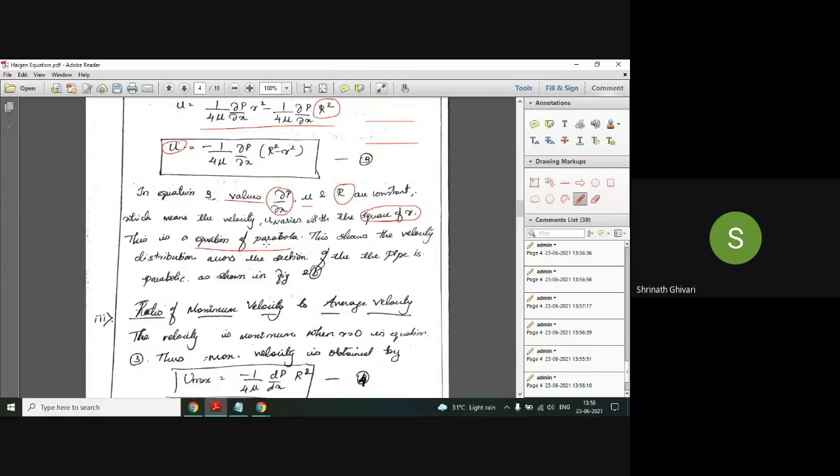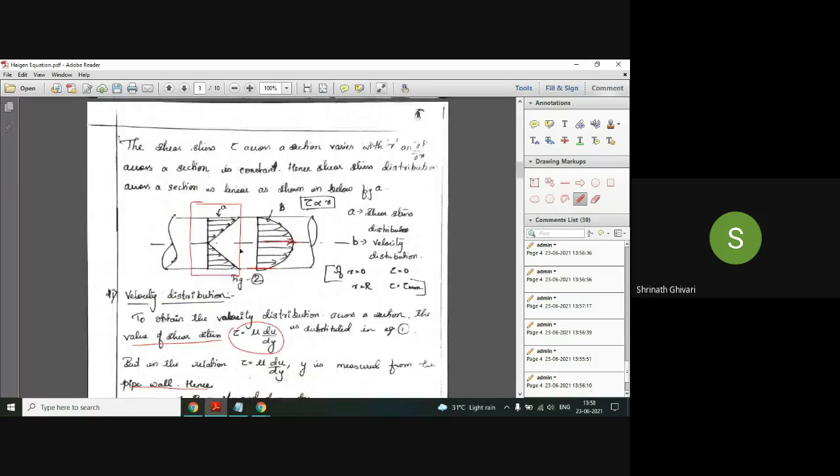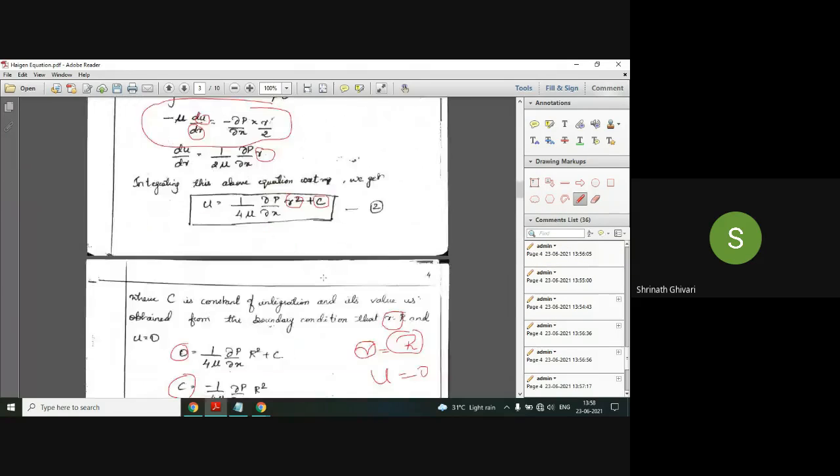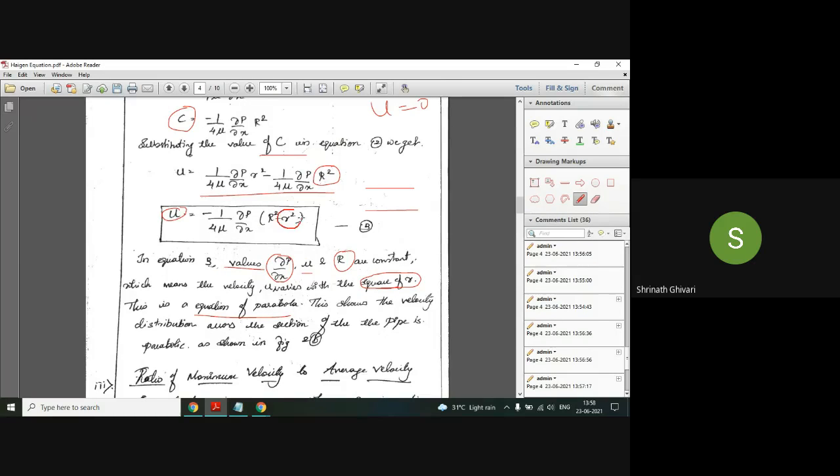So one more thing is to find the ratio of maximum velocity to the average velocity. So I have told you that maximum velocity is always at the center. Maximum velocity is at the center. Okay. Next, the velocity is maximum when r equal to 0 in equation 3. When this r will become 0, then we can say that the velocity is maximum.